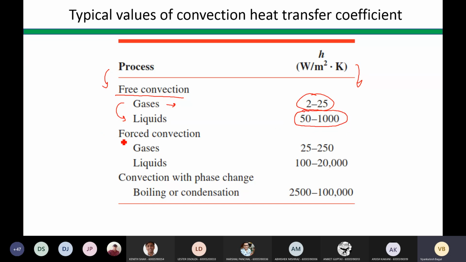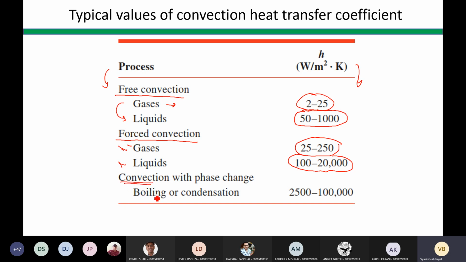And if we talk about forced convection and take the same media, gases and liquids, then in case of gases with forced convection, the heat transfer coefficient values will range from 25 to 250. And in case of liquids with forced convection, these values may go as high as 20,000. So they will range from 100 to 20,000, forced convection with liquids and gases. And the phase change phenomena, that is boiling and condensation.